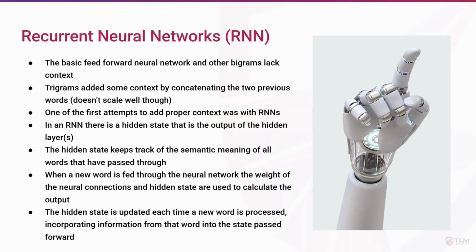So in an RNN, there is a hidden state that is actually the output of the hidden layers, and that hidden state actually comes before the output layer. And this hidden state is what keeps track of the semantic meaning of all of the words that pass through. And we'll take a look at how the architecture and math for that works later. But essentially, when a new word is fed through the neural network, the weights of both the neural connections and the hidden state are used to calculate the output. And that hidden state is then updated each time a new word is processed, incorporating all of the information from that word into the state passed forward.